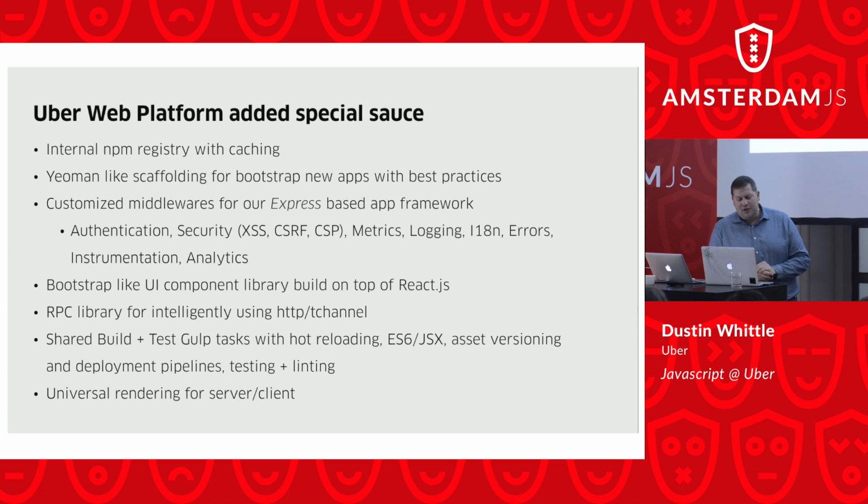And then a lot of the standardization comes from shared builds and test tasks that are built on top of Gulp. They make it really easy to do asset versioning, deploy our CDN pipeline, and then also do universal rendering on the server and the client.